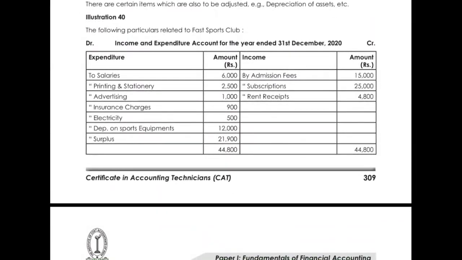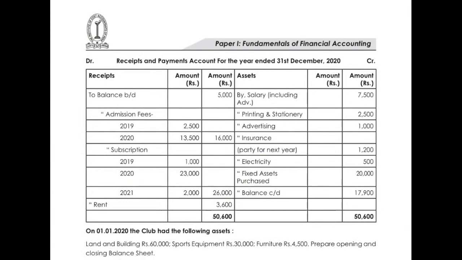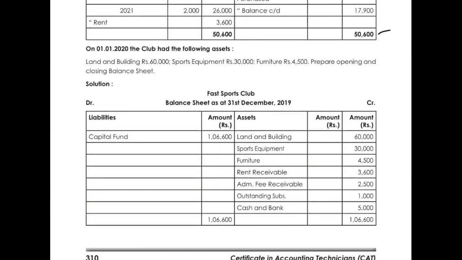Then we have one more question, illustration number 40. I want you guys to try this question also. If there are any doubts, we will take this question. You have been given an income and expenditure account for the year ended 31st of March 2020, where you have all the expenses and the surplus. You have all the incomes. You have also been given the receipt and payment account, balance brought down, the admission fees, etc. Everything. What you need to do?